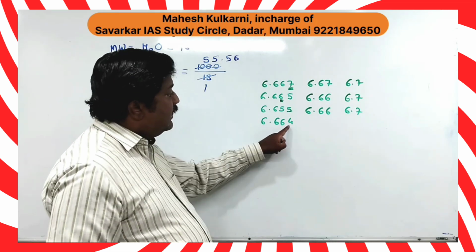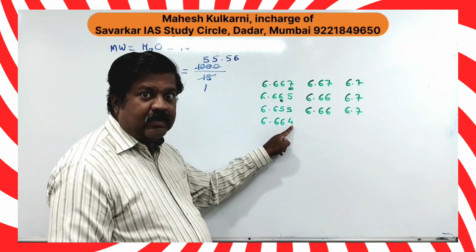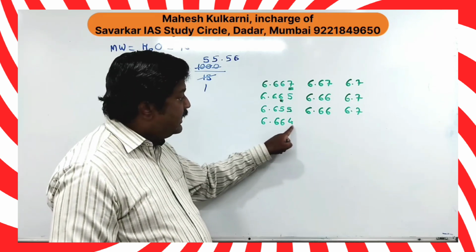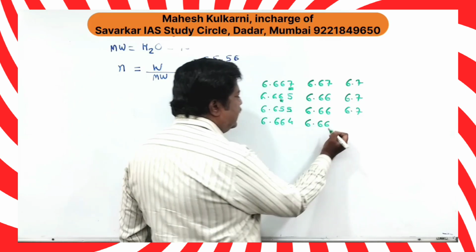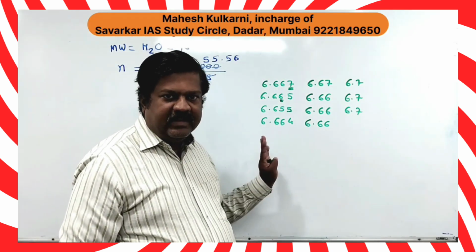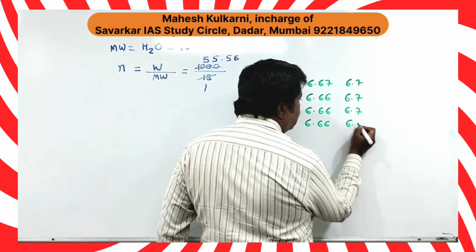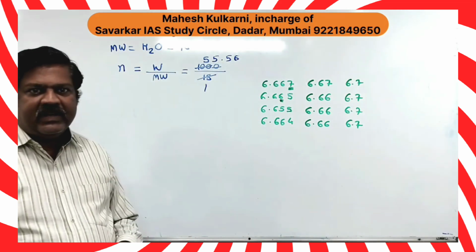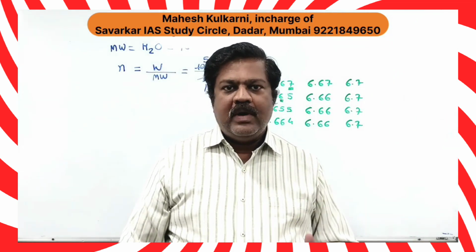The last case: the last digit is less than 5. It is not equal to 5, not greater than 5. It's less than 5, so keep the previous digit, whether it is odd or even, as it is. No change in the previous digit. So this way, this can also be rounded up as 6.7. So these are the rules we are using to round the figure.